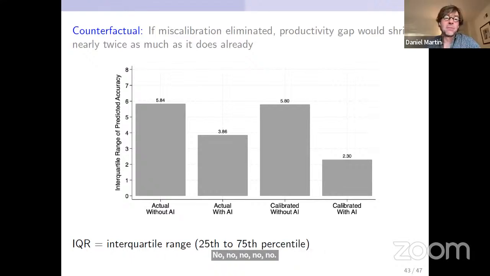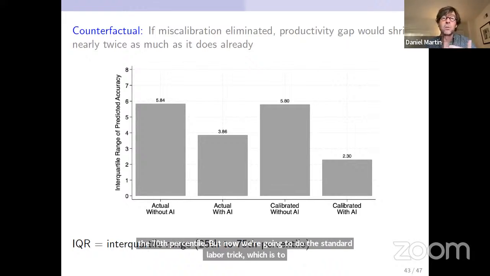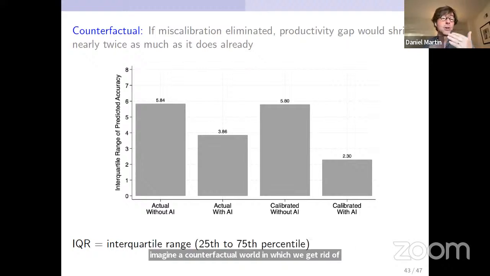The leftmost column here says that without AI, there's the big gap between the 25th and 75th percentile in terms of performance. Then when you bring in AI, we get exactly what we see in the labor literature, which is a huge shrinking of the gap between the 25th percentile and the 75th percentile. But now we're going to do the standard labor trick, which is to imagine a counterfactual world in which we get rid of miscalibration. Now, without AI, there's still a huge inequality in performance between the 25th and 75th percentile. That's the third column.